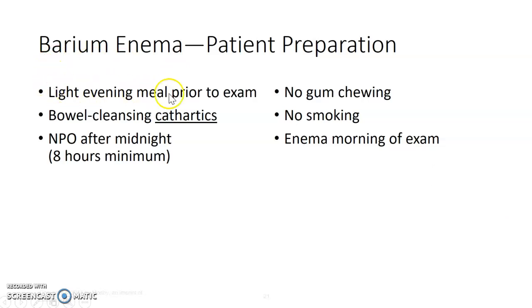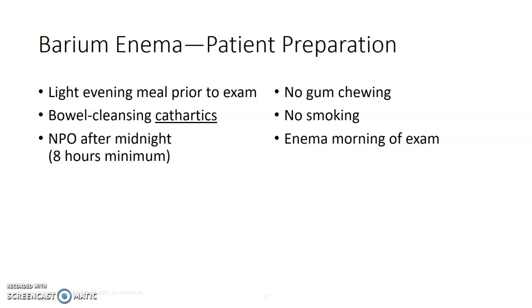They want to have a light evening meal prior to the exam. They're going to have a bowel cleansing, cathartic. So they're going to be up most of the night trying to clean their bowel. Most of the time they're not super excited about it and will complain to you about it the morning when they come in. But that's what you want. You want a clean bowel, right? Before we put some contrast in there and try and find out what's going on.